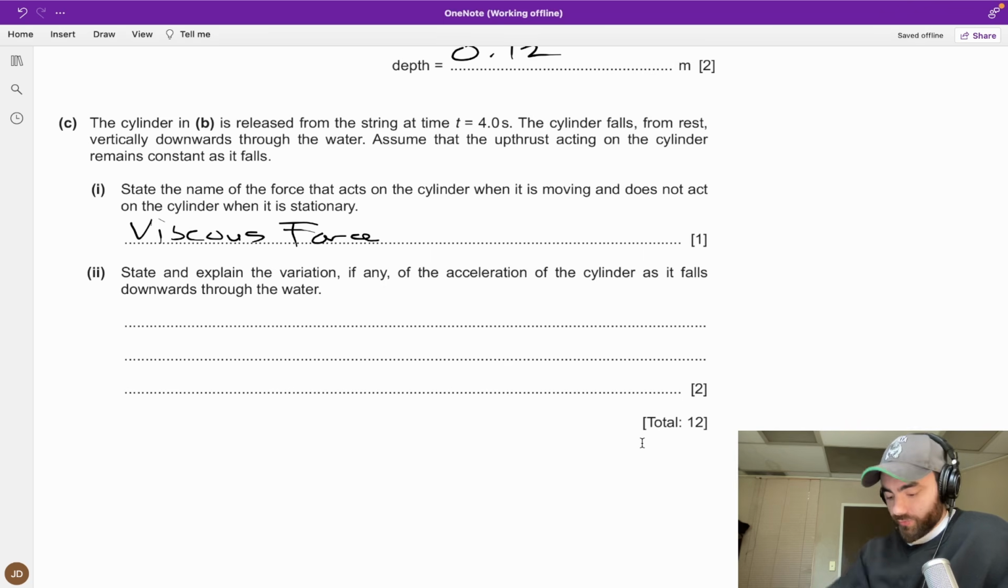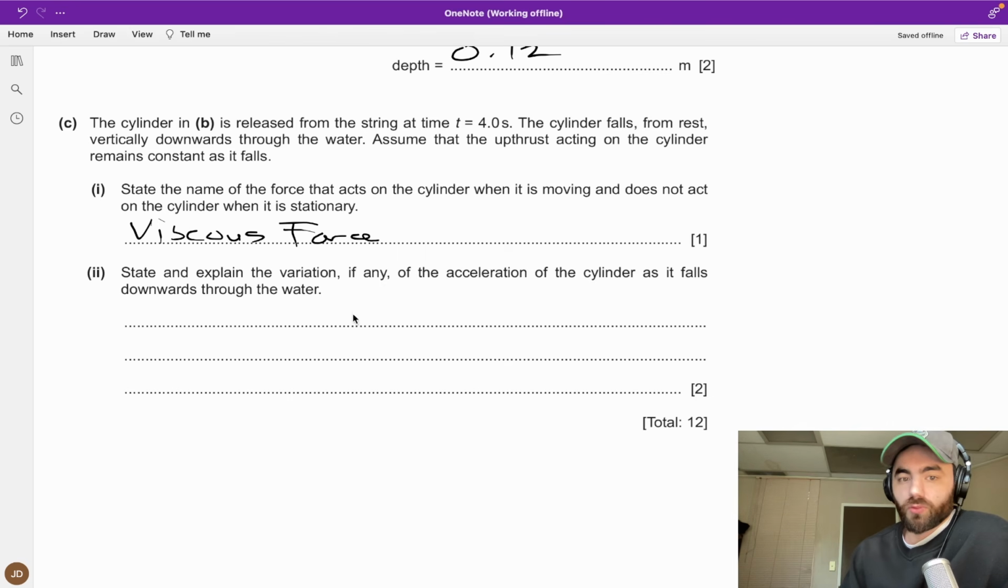Just like when you're moving, you have friction between some object and the floor. State and explain the variation of the acceleration of the cylinder as it falls downwards through the water. Well, as it falls downwards through the water, similar to a skydiver, it's the same thing. It's just that the skydiver is submerged in air. In this case, it's submerged in water.